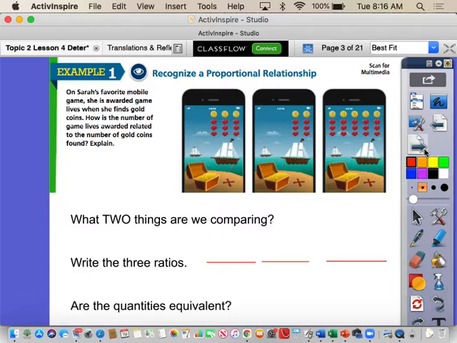So what two things are we comparing here, DJ? Coins to what? Okay, and then it asks us to write the three ratios. So in my first picture here, how many coins did she find? Three. And how many lives did she earn? Nine. In my second picture, she found how many coins? Two, and earned how many lives? Six. Okay, and then in my third picture, she found how many coins? Five coins, and that gave her how many lives?